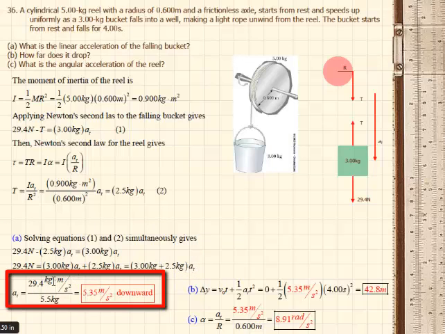And so combining the terms, moving them around, we end up with 5.35 meters per second squared downward. Okay, so we've got that acceleration straight down.